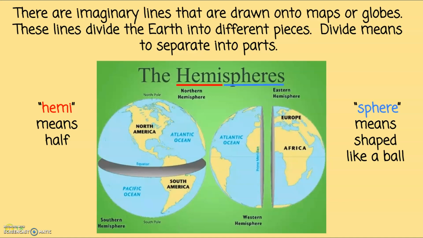And here you can see where an artist has drawn the earth cut into 2 hemispheres here, a northern and a southern, and over here cut into 2 hemispheres, a western and an eastern.